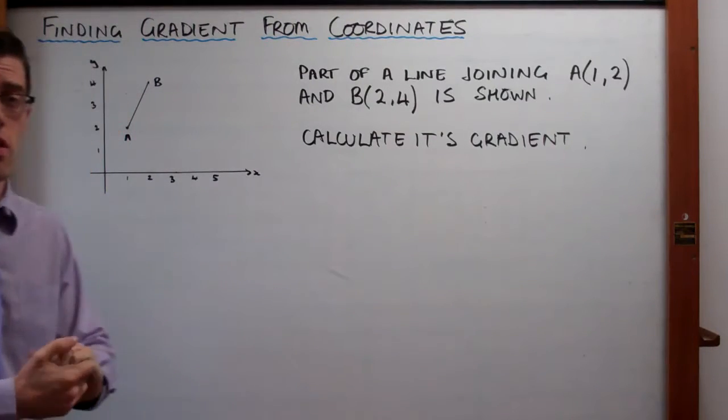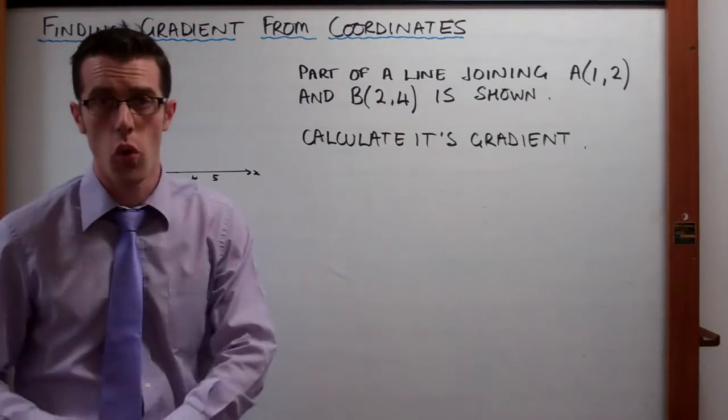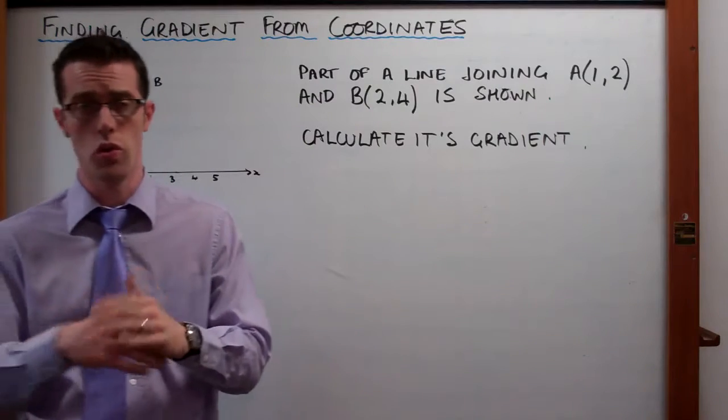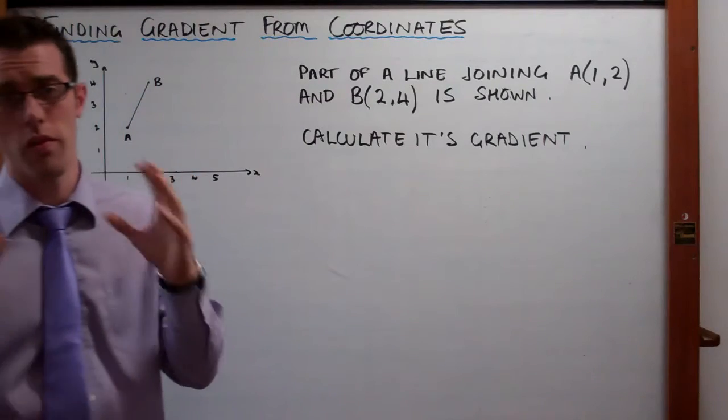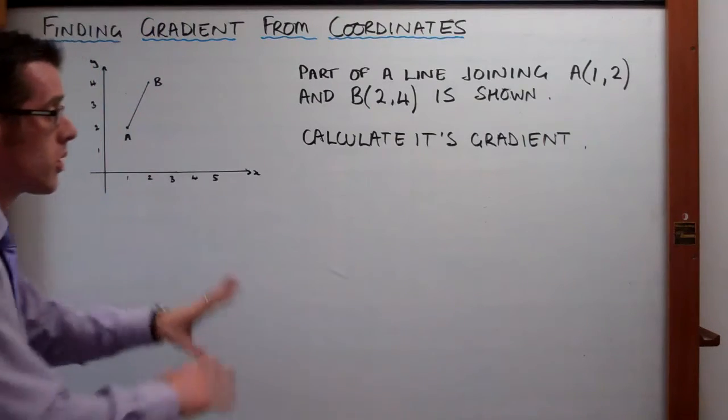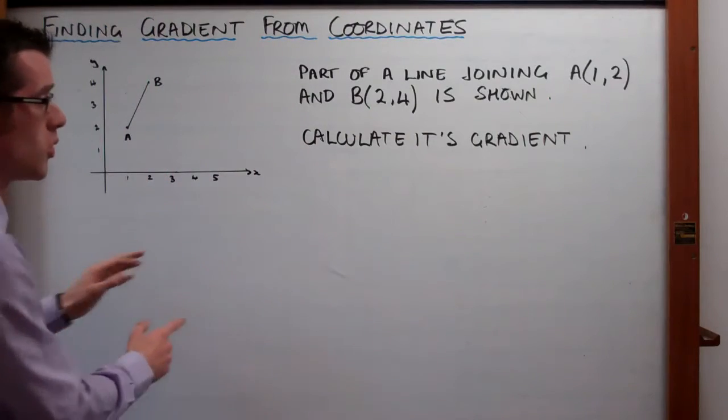Hi everyone, welcome to this video on finding the gradient from coordinates. So we've discussed how to find the gradient being that it's vertical over horizontal, but sometimes we want to be able to find the gradient from a pair of coordinates and not necessarily have to look at a picture. So we're going to look at an example first of all that's going to take us through how to do that when we've got both.